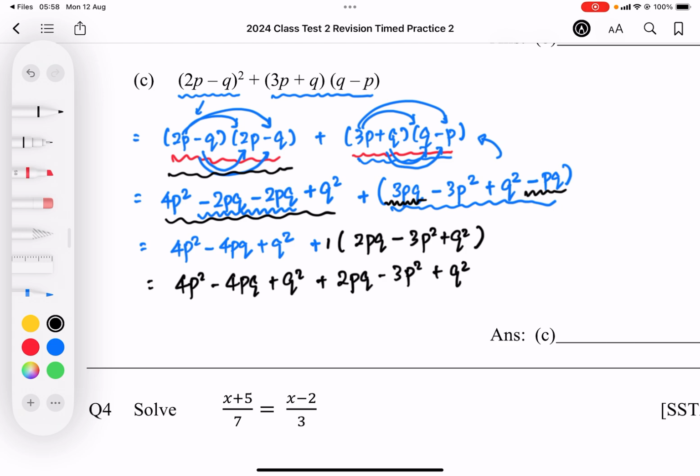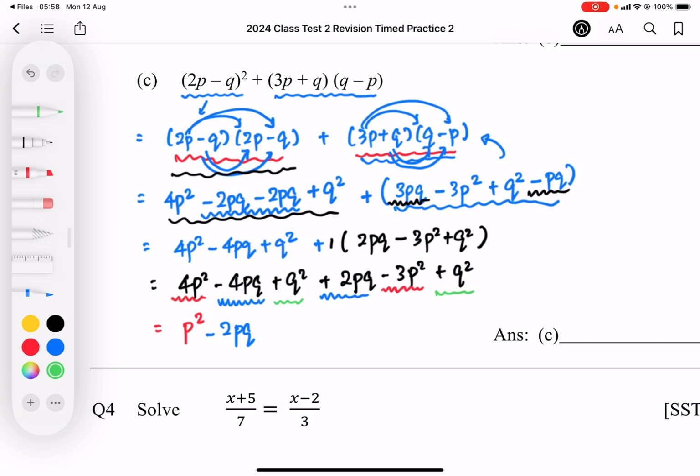Next thing, we are going to look for the like terms. 4p squared and negative 3p squared, and then this will give us p squared. Next, negative 4pq plus 2pq will give us negative 2pq. And then what is left behind here? Positive q squared plus positive q squared will give us plus 2q squared, and that's the answer.